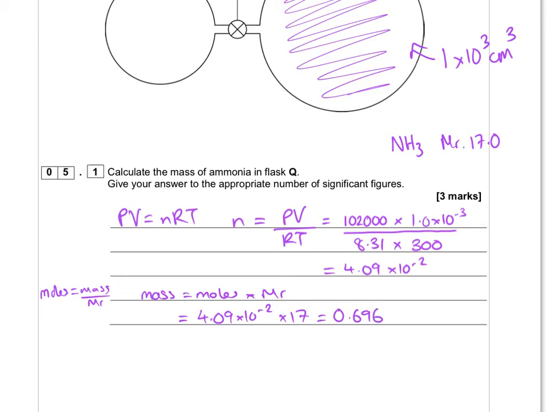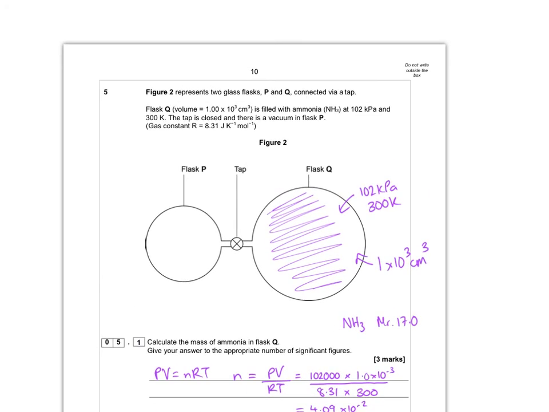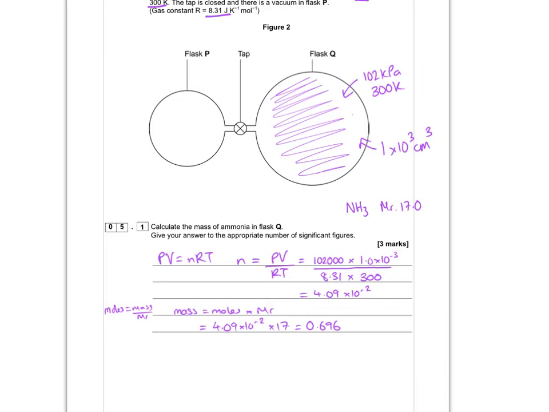0.696. Now we've got to do it to the appropriate number of significant figures. So let's just go back to the question and have a look at all of the values that are used. So we've got one here that's to 3 significant figures, that's to 3 significant figures, that's to 3 significant figures, that's to 3 significant figures. So our answer should be to 3 significant figures. You always go with the one that's got the lowest precision. So if you had 3 of them to 3 sig figs, but only 1 to 2 sig figs, then you would have to go with 2 sig figs. But all of them have got 3 sig figs with this one, so we're going to stick with 3 sig figs. So there's our answer.